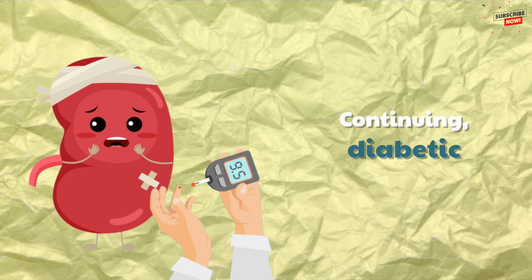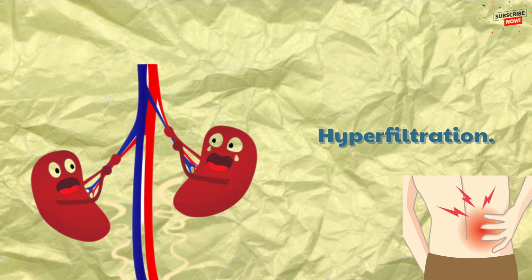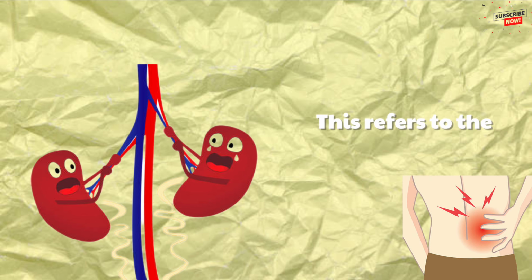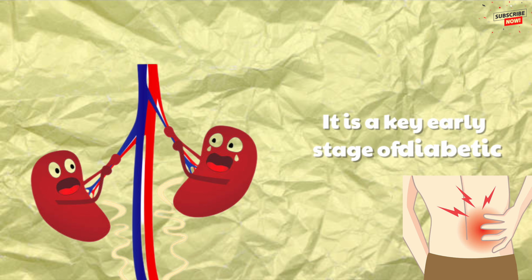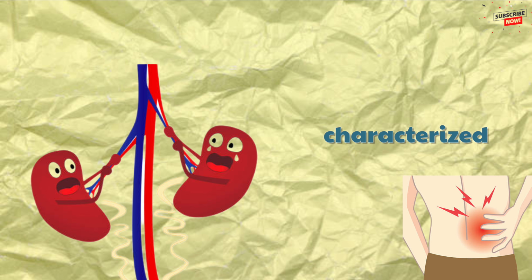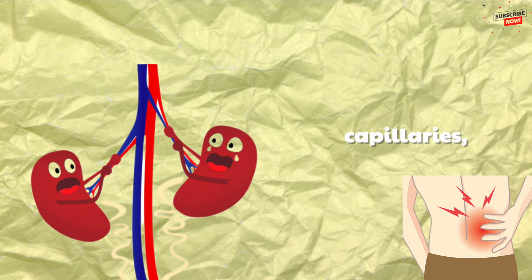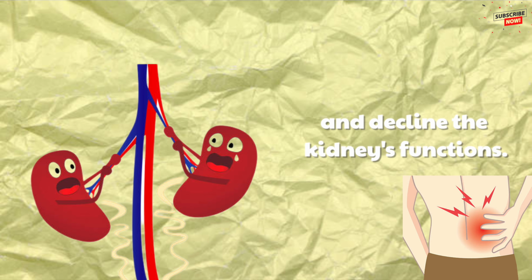Continuing, diabetic nephropathy occurs in 5 different stages, for example. Stage 1. Hyperfiltration. This refers to the abnormally high filtration rate in the kidney's glomeruli. It is a key early stage of diabetic kidney disease which has no symptoms. This stage is characterized by an elevated glomerular filtration rate, leading to increased pressure within the glomerular capillaries, which can eventually damage the nephrons and decline the kidney's functions.